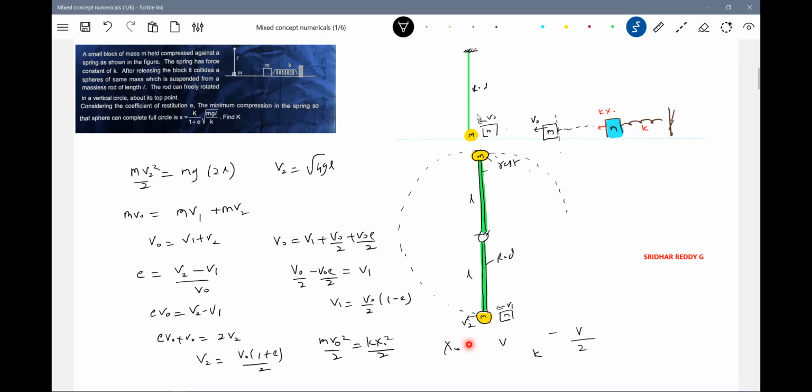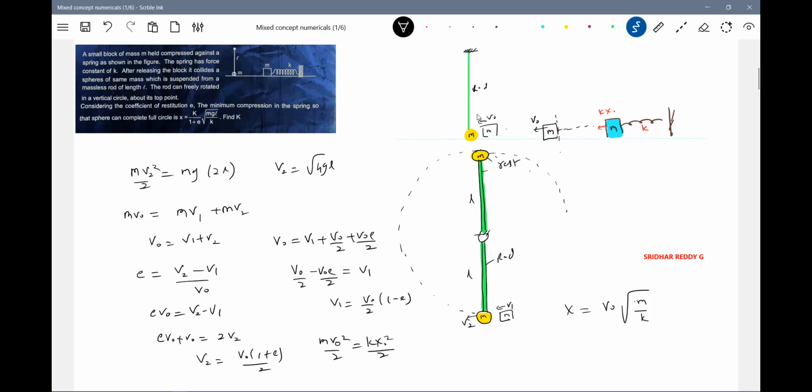I think somewhere I missed this one. So after getting v1, the minimum compression in the spring, the sphere can fully complete. So we needed the value of v0. Okay, here we'll get it. x is equal to v0 into v0 will be m by k. But we don't know v0.